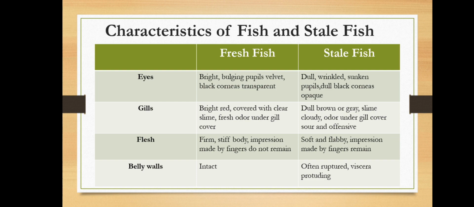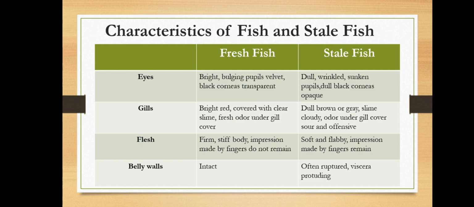Characteristics of fresh fish and stale fish. Eyes: bright, bulging pupils, velvet black, corneas transparent. Dull, weakened, sunken pupils, dull black, corneas opaque. Next is gills: bright red, covered with clear slime, fresh odor under gill cover. Dull brown or gray slime, cloudy, odor under gill cover sour and offensive.